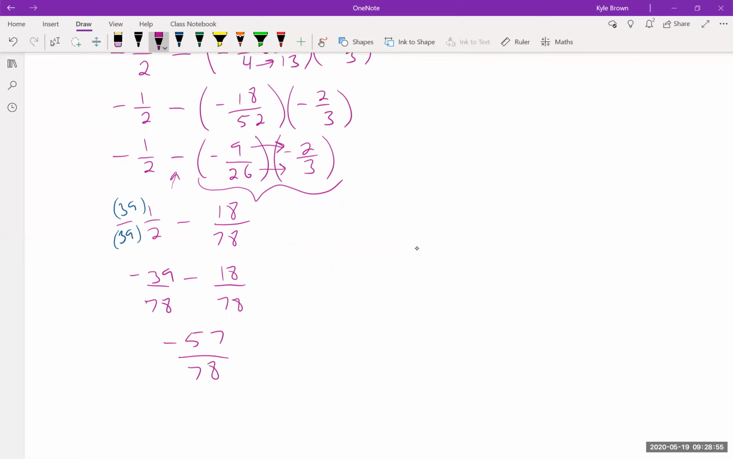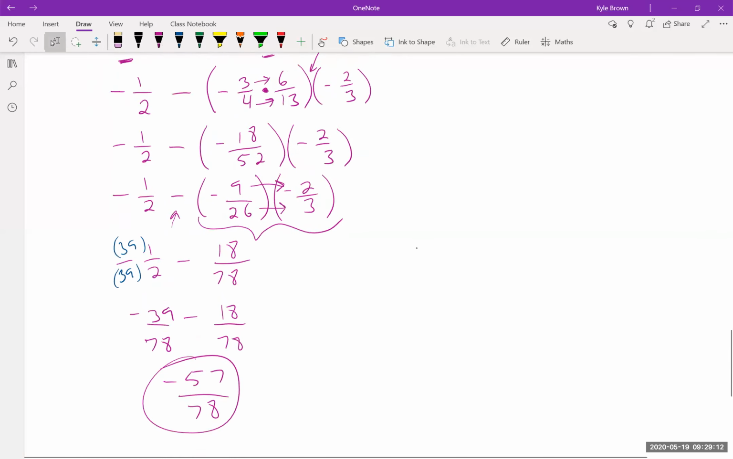Okay. And I think that's it. Yeah, I don't think we can do anything there. Yep. So there you go. There's your answer. So kind of messy. That'd be a tougher one, right? But that is one that you guys are expected to be able to do as well.